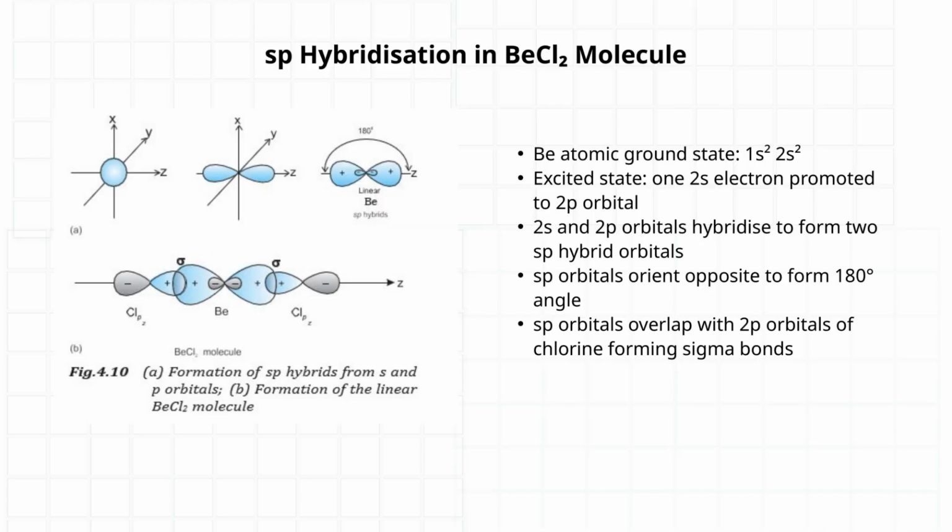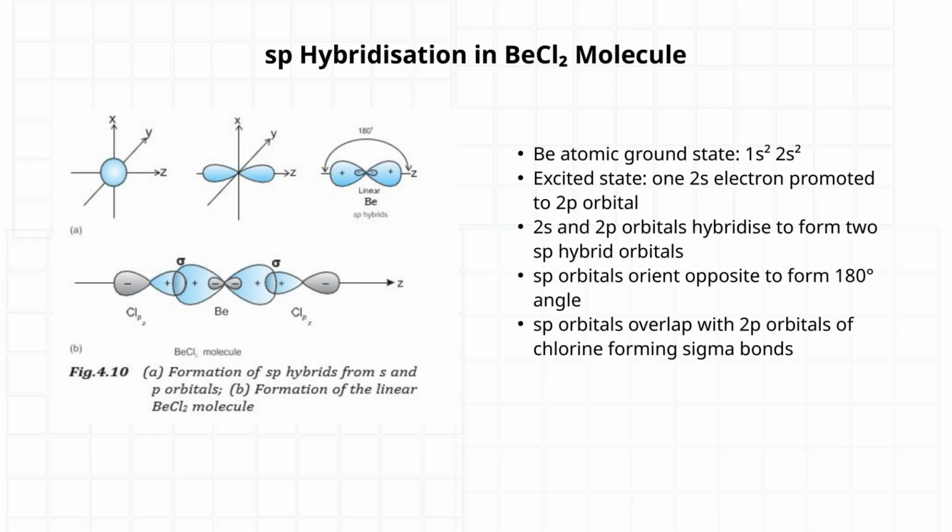Let's bring sp hybridization to life with beryllium chloride, BeCl2. In its ground state, beryllium has an electronic configuration of 1s squared, 2s squared, meaning its 2s orbital is full. However, when forming BeCl2, one electron from the 2s orbital is promoted to the vacant 2p orbital, preparing the atom for bonding. Now the 2s and one 2p orbital combine to form two equivalent sp hybrid orbitals.